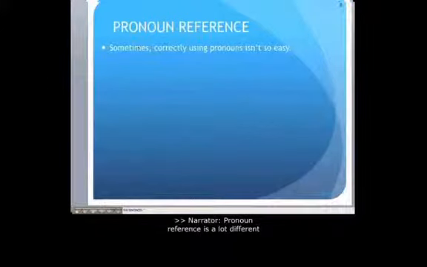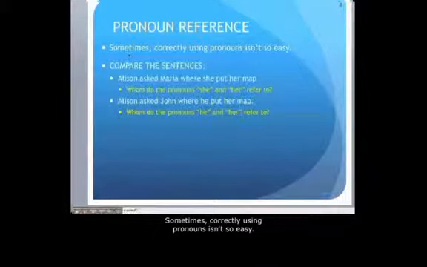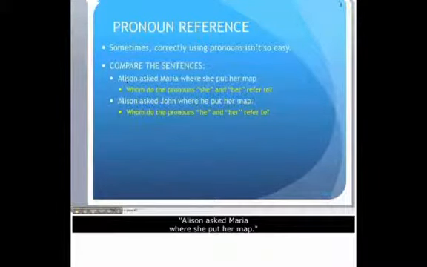Pronoun reference is a lot different from pronoun antecedents. Sometimes correctly using pronouns isn't so easy. Compare these sentences. Allison asked Maria where she put her map. Whom do the pronouns she and her refer to? Does it refer to Maria or Allison? In contrast, Allison asked John where he put her map. Whom do the pronouns he and her refer to? It's a little easier. We know that John is a masculine name, so he, which is a pronoun, is referring to John. And Allison is a feminine name, so her, which is a feminine pronoun, refers to Allison.